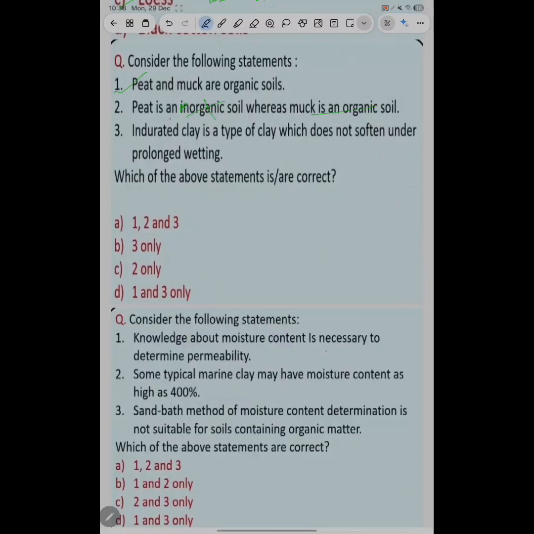Third one, indurated clay is a type of clay which does not soften under prolonged wetting. So what is indurated clay? Indurated clay is a type of clay that gets hardened. Does not soften means it gets hardened due to heat and pressure. So this is a correct statement. So statements 1 and 3 are correct. Option D is the answer.